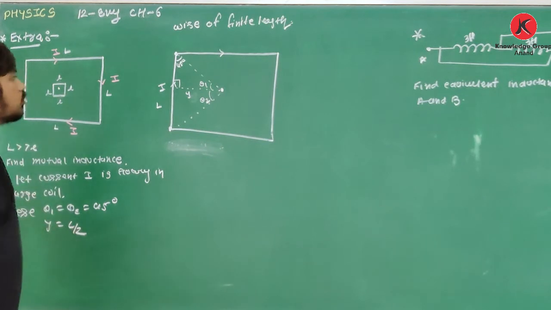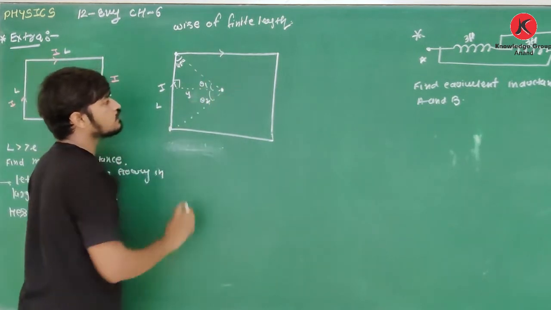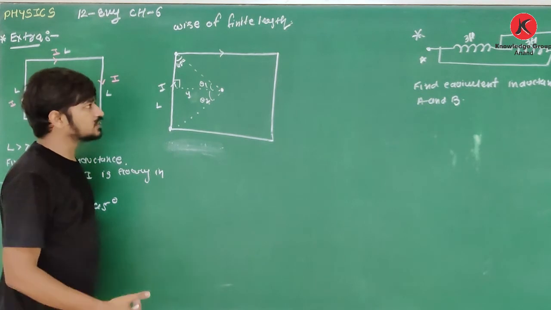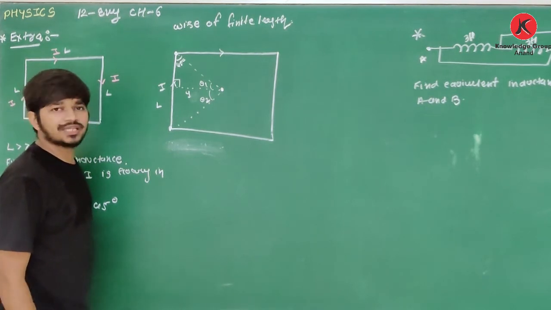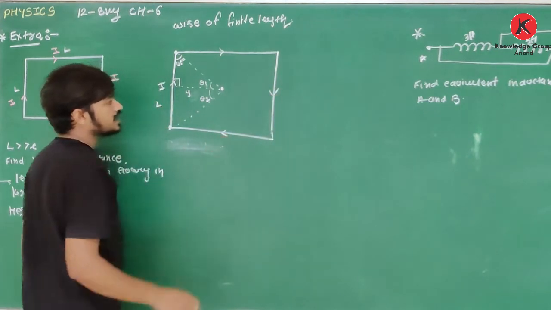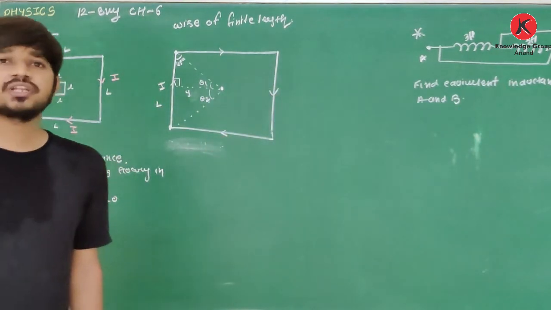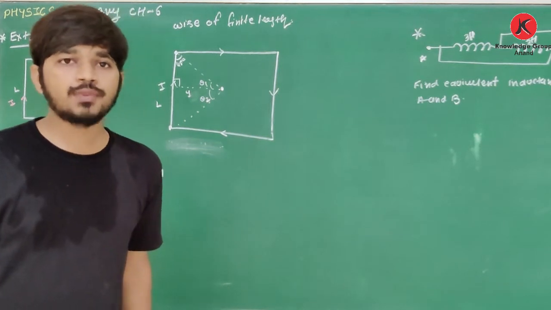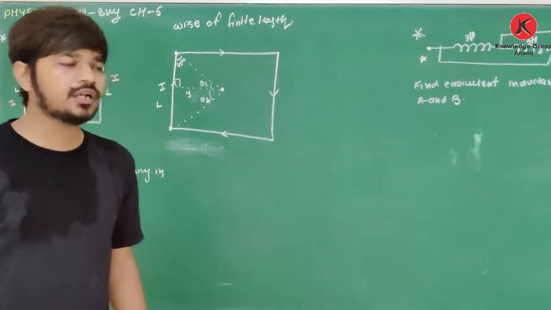Now due to another wire, again we have to find the magnetic field at this point. Since it is a square, from the geometry of the figure we can say theta 1, theta 2 and y will be the same for this wire as well. But what about the direction of the magnetic field?